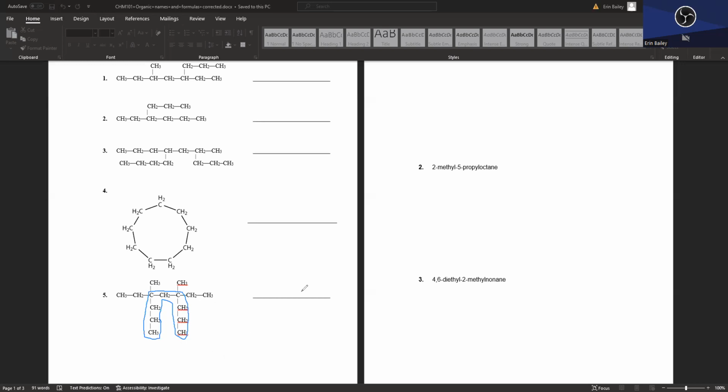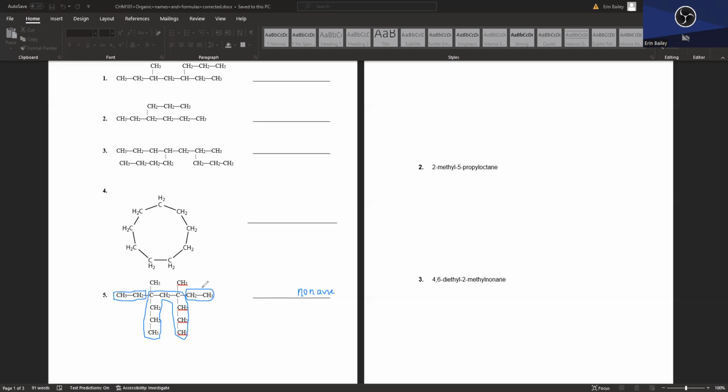So we have 9 here. So the base name we're going to put here at the end is going to be nonane. I know this one's kind of long, so I'm probably going to erase that later or write over here more, but that's going to be that. So now that we know the base name and the longest continuous chain, what's the next step? Well, the next step is to identify all the branches and give them names. Okay? So this branch right here looks the same as this branch over here.